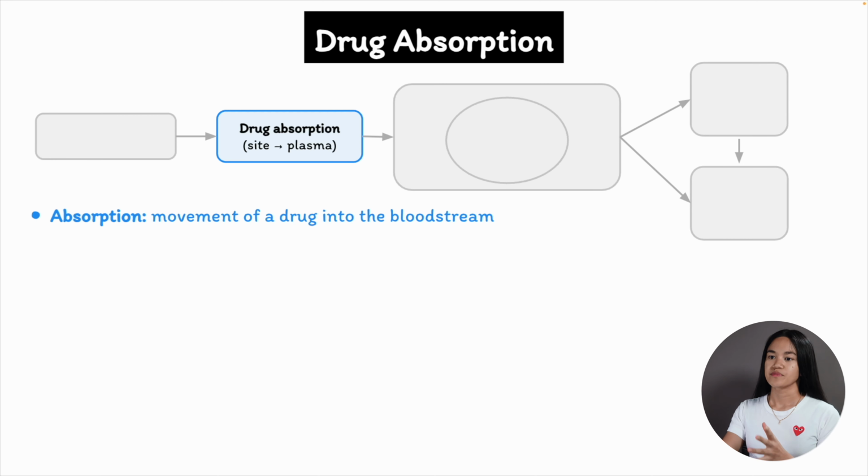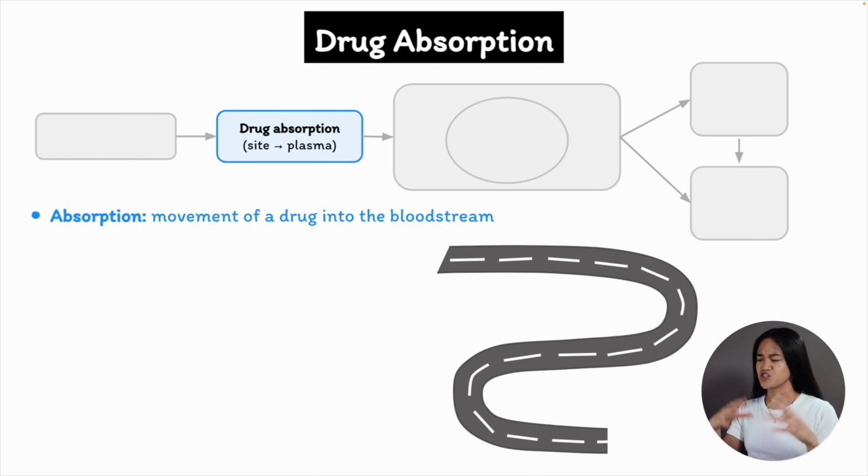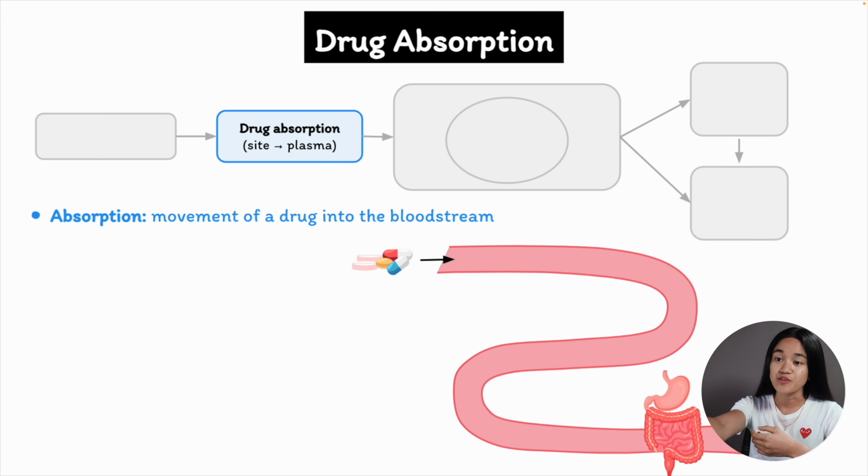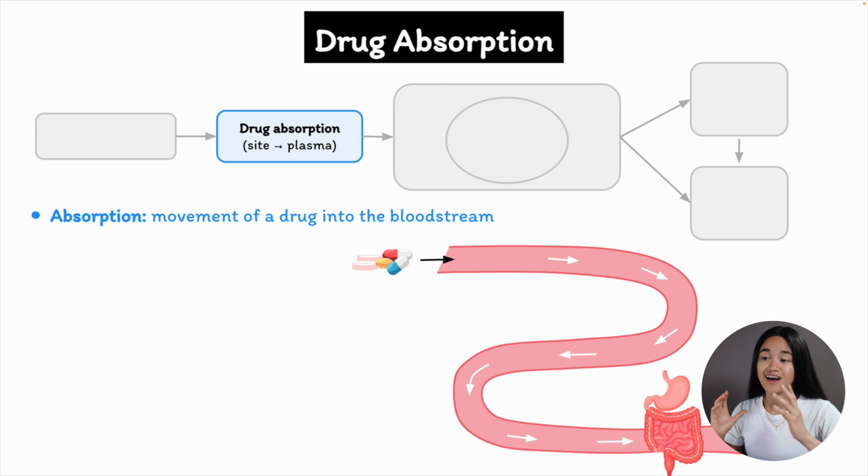Imagine for a moment that drugs are like cars, each with a unique destination within our bodies. Just as cars need to navigate roads and highways to reach their intended destination, drugs must navigate the pathways of absorption to reach their target sites within the body. And understanding how drugs enter the body is important for understanding how drugs work, their effects, and even potential interactions.